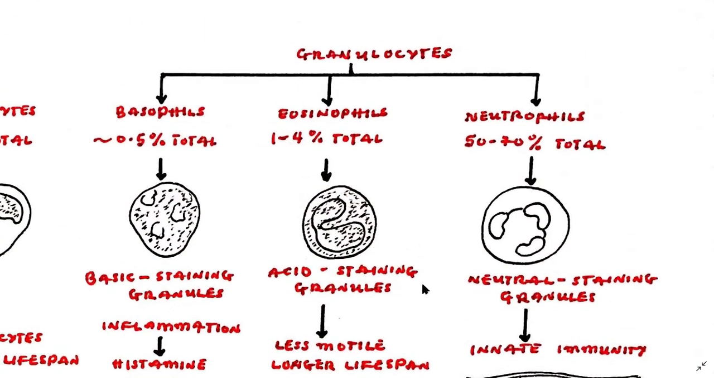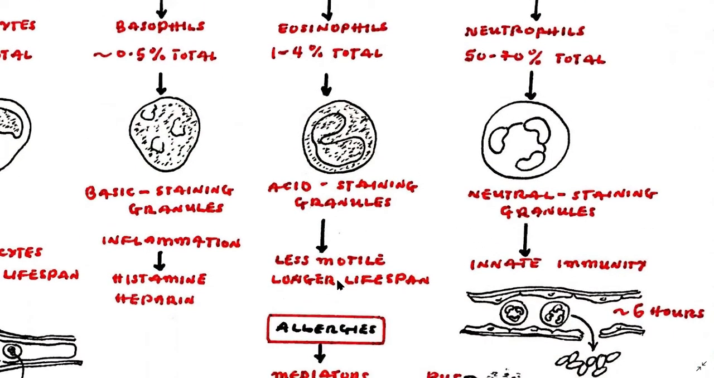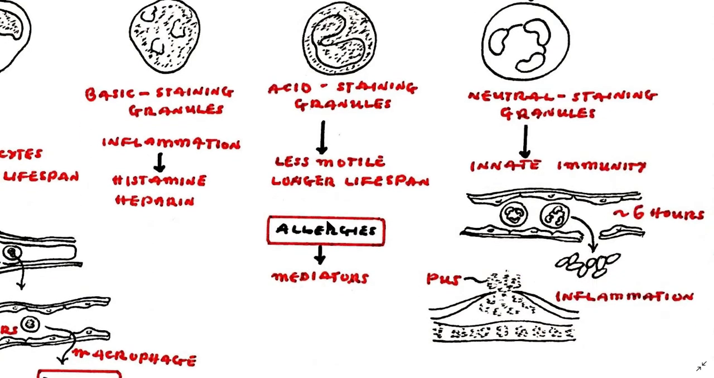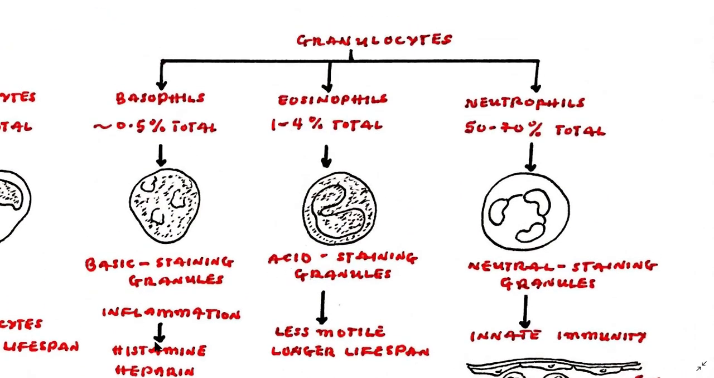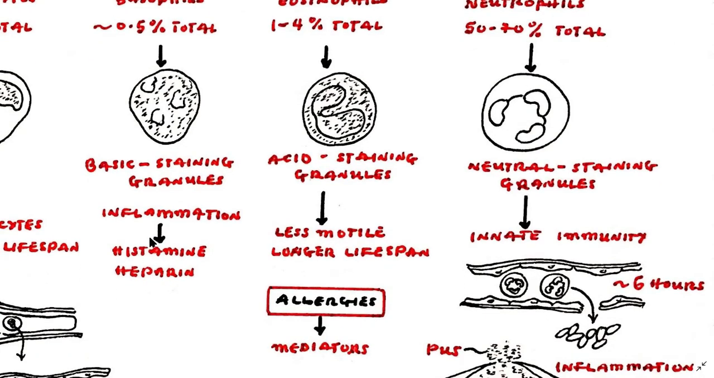Eosinophils are less motile but have a relatively longer lifespan, and they phagocytose larger parasites. They are increased in allergic diseases, to which they contribute by releasing inflammatory mediators. Basophils release histamine and heparin as a part of the inflammatory response. They are similar to tissue mast cells.